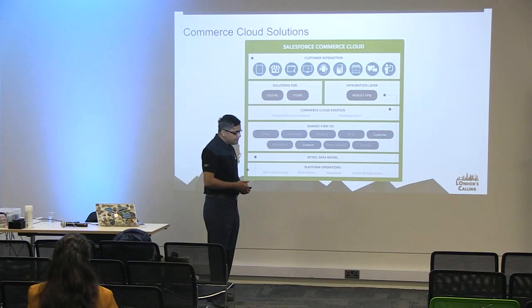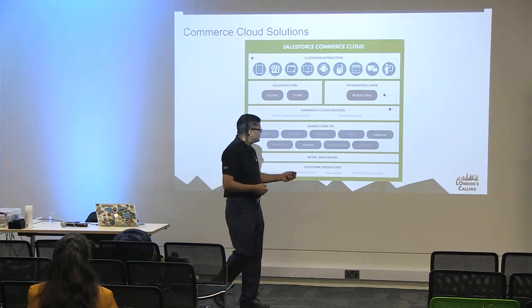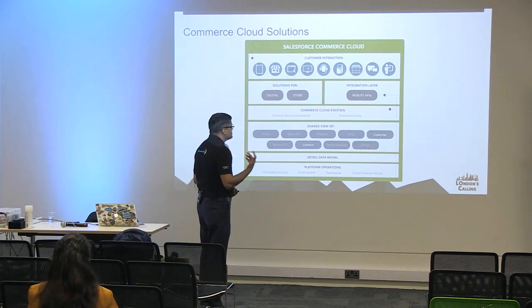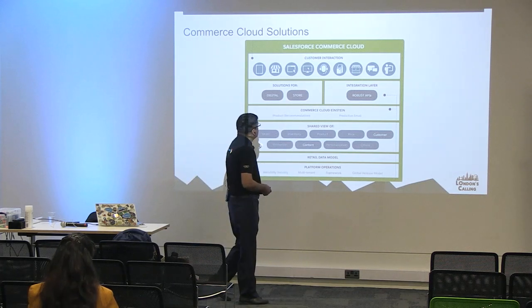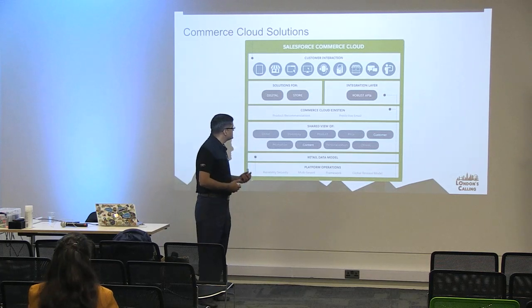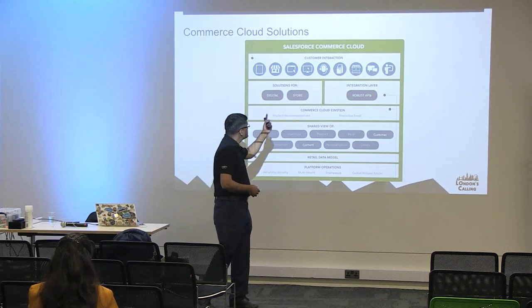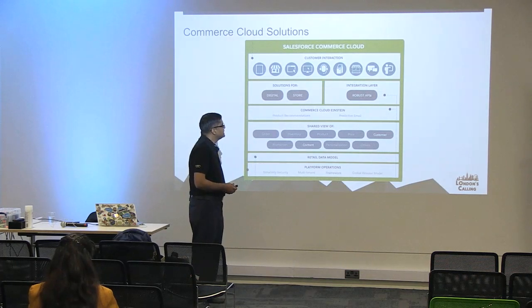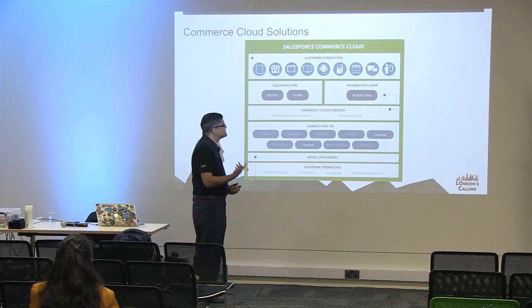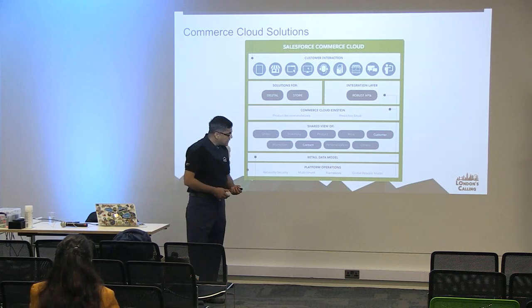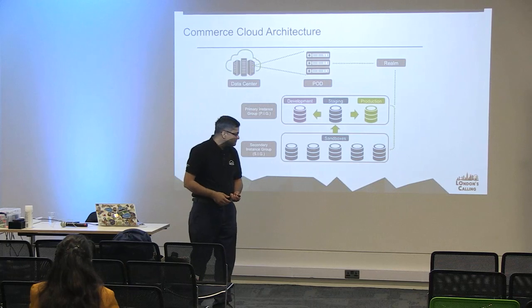The way we extend B2C commerce is through an API integration layer, so we call it OCAPI. And then B2C commerce has solutions for not just digital, but for in-store as well. And lastly, you have customer interaction, which is all the touch points. So it could be your phone, it could be a tablet, it could be in-store solutions, it could be kiosks, and there are multiple such touch points.